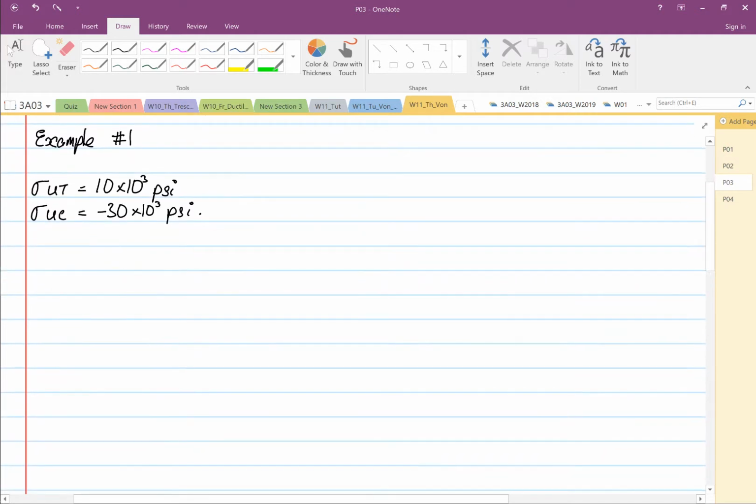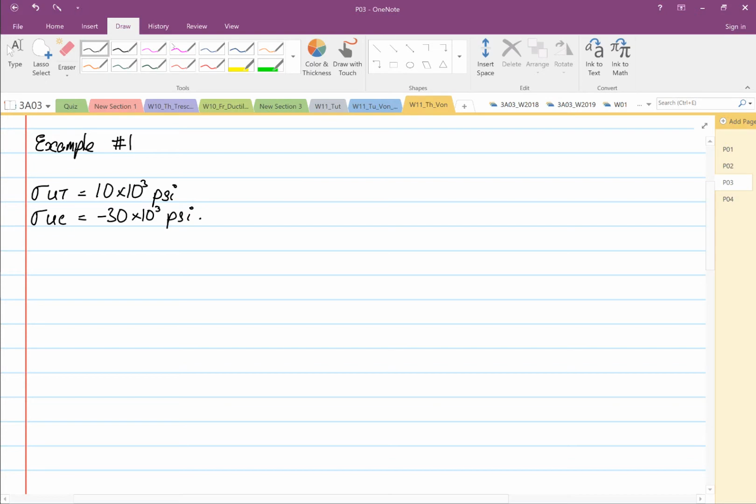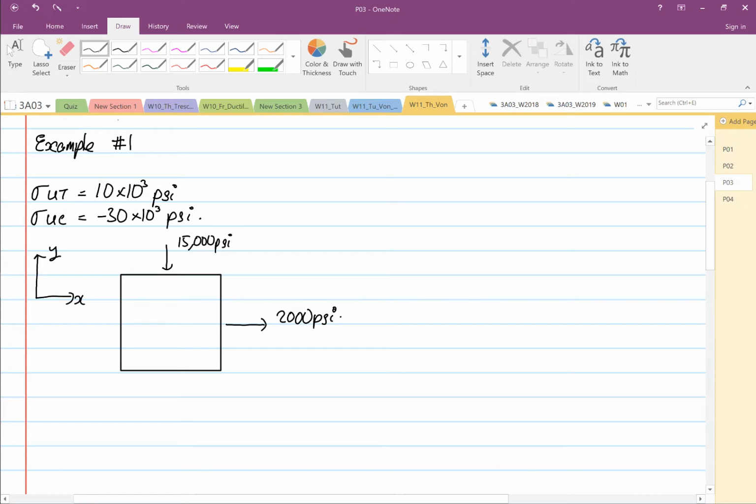So we are given the element load. Over here, X and Y. We are given a tensile of 2000 psi, a compression of 15,000 psi, and a shear of 9,000 psi.